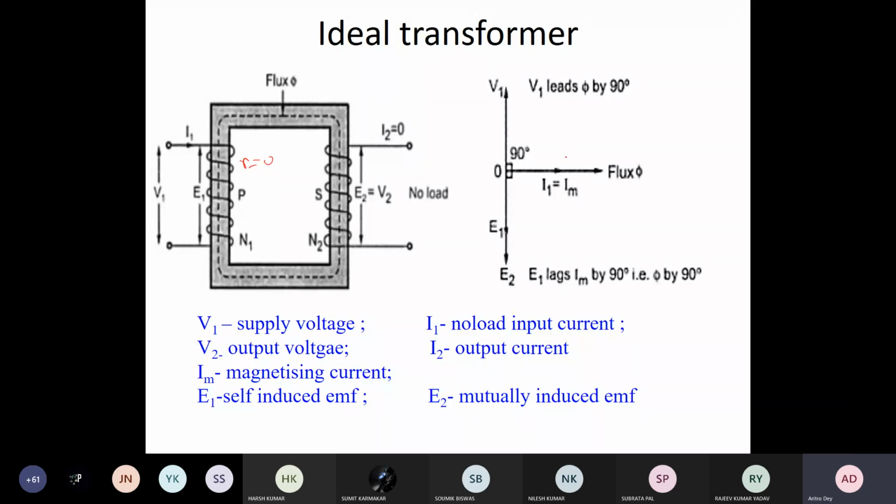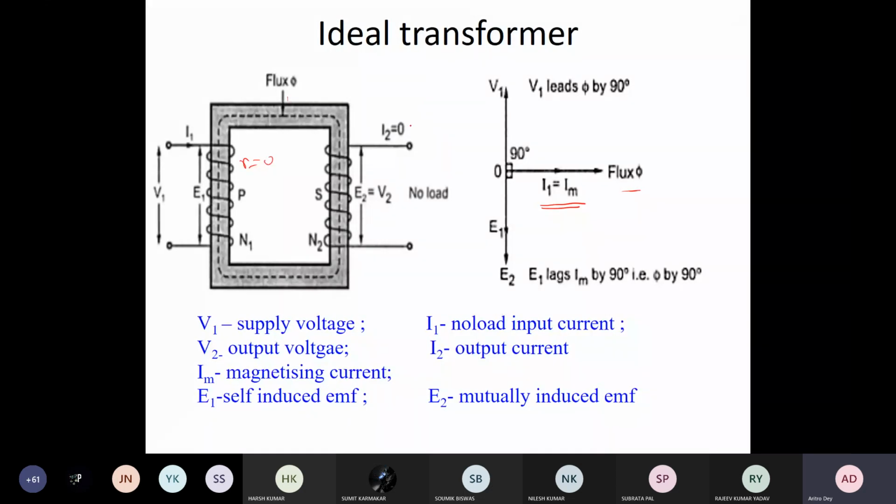Now if there is no hysteresis and eddy current loss, for this particular case, when there is no load connected, your I1 will be equal to your Im, which is your magnetizing current, which will produce a flux phi. So I1 is equal to Im, that will produce the flux phi, which is in phase with I1. And then what is your I2? First you should get E2, then only you will get I2, and here I2 equals 0 because you have not connected any load across it.